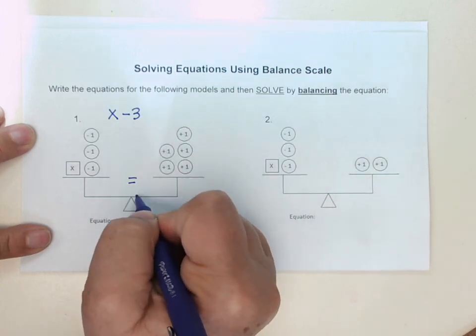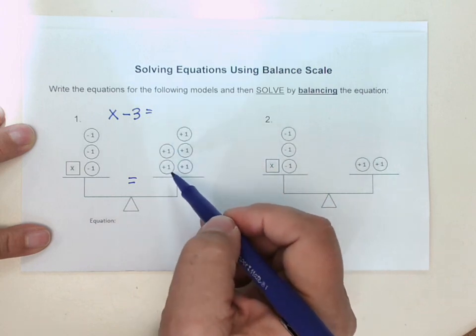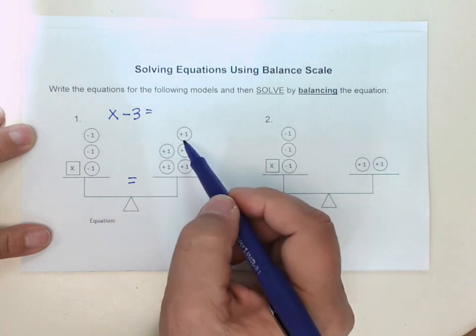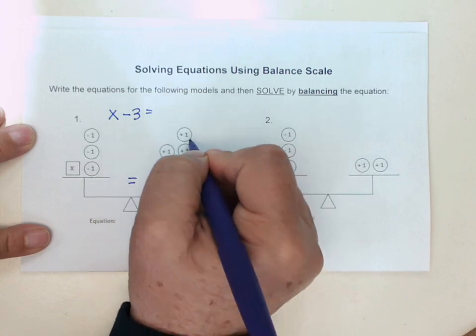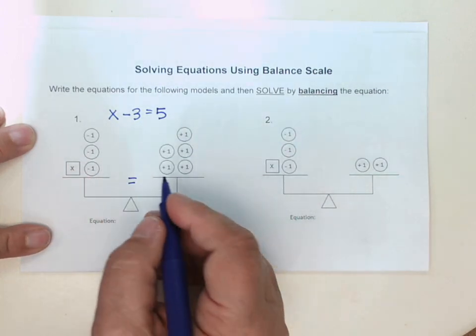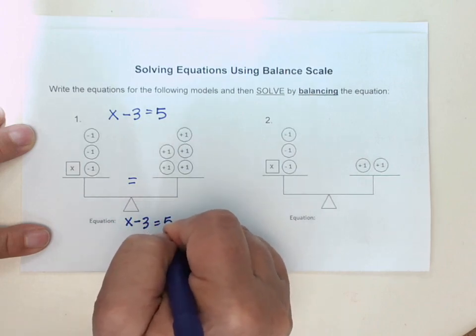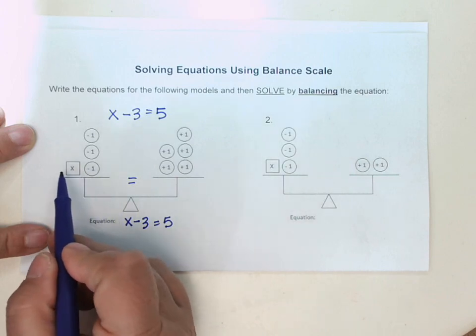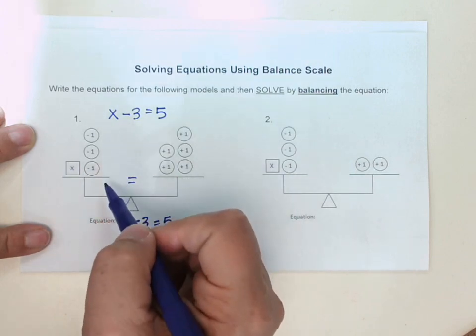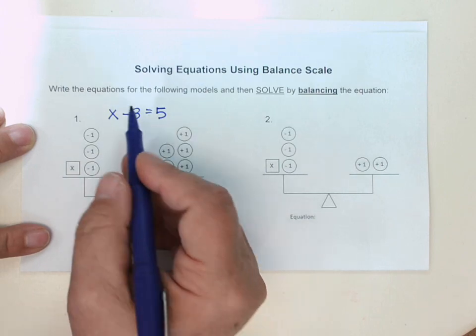Now, right here in the middle is like the equal sign. And then over here, again, are more numbers. 1, 2, 3, 4, 5. And so they're positives. So this is the equation that we're trying to balance. So x minus 3 equals 5. We want to get the x all by itself.